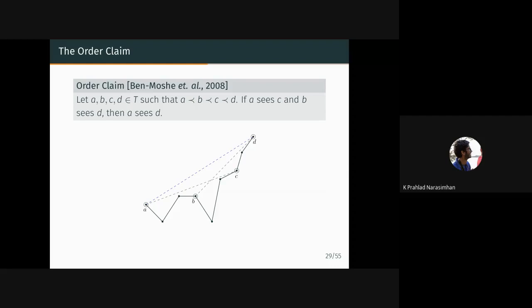This was proved in 2008 by again Ben Moshe and I think Katz was also part of this. But again, people from Israel. If I'm murdering his pronunciation, I'm sorry. So what it says is that if I have four different points on the terrain, such that A precedes B, which precedes C, which precedes D.